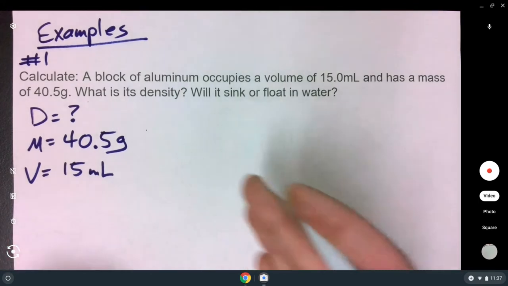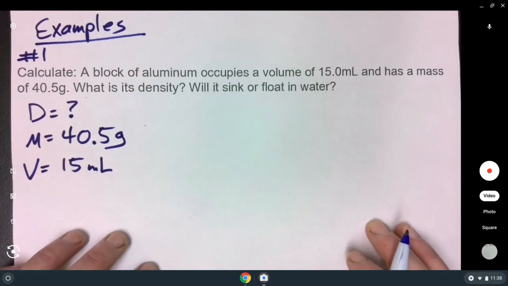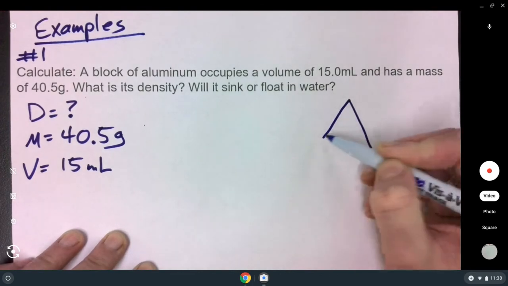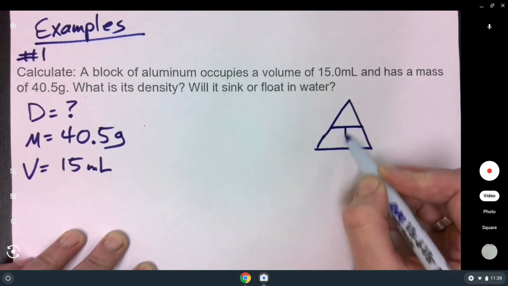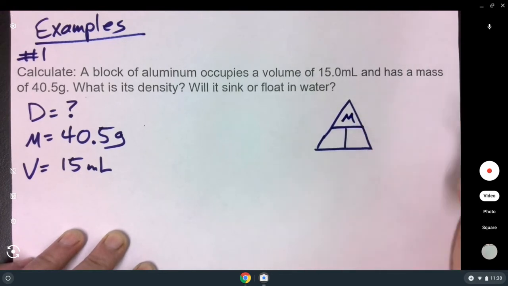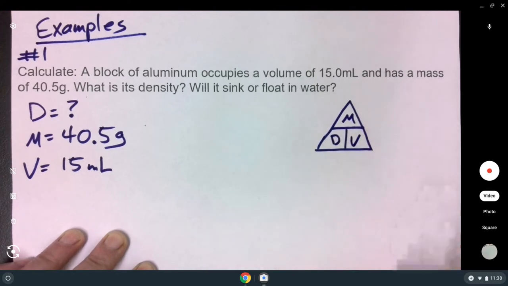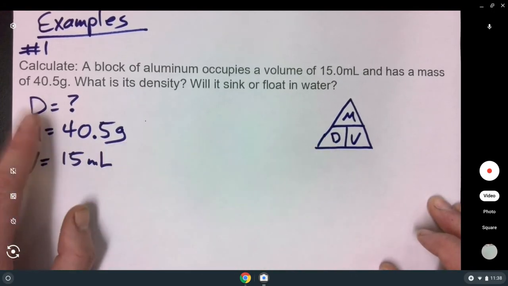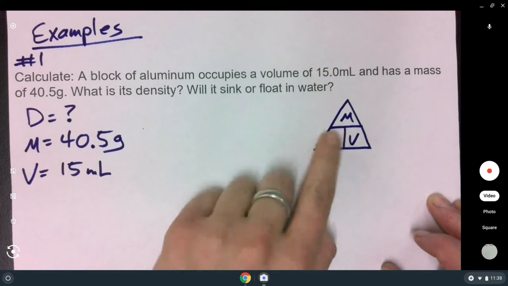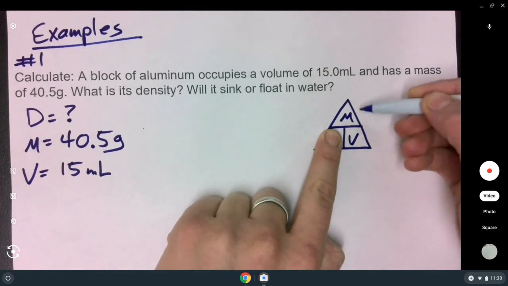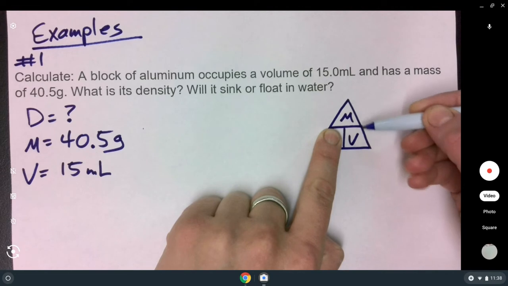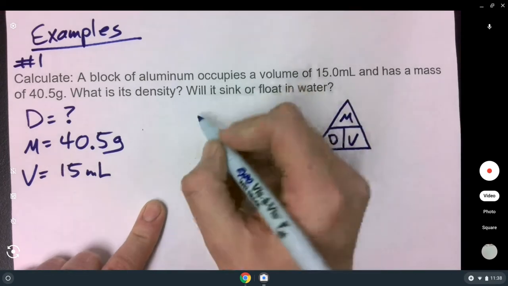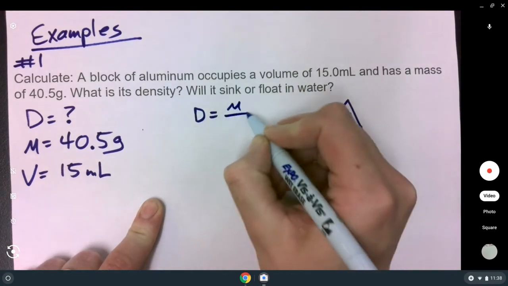Next thing we need to do is figure out which formula we use to solve this problem. So that's where that density triangle comes in. I'm going to draw my triangle with a T in the middle. The M goes on the top, D and V go there. To use a density triangle, the best thing to do is to figure out what you need to solve for. In this case, we need to solve for density. Cover that up and see what's left over. Since I have M on top of V, that means my formula is going to be D equals M over V. D equals M over V.